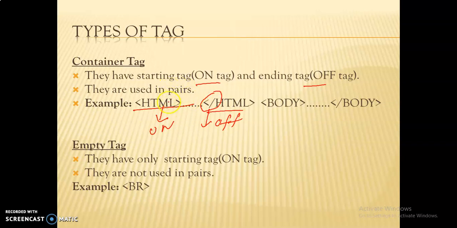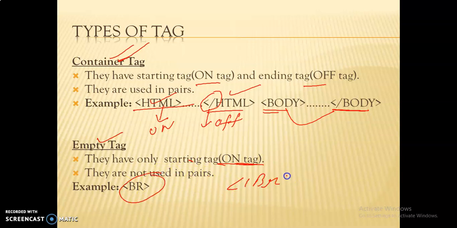The tags that use both an on tag and an off tag are known as container tags. Like the body, we open the body and we also close the body. It means the body tag is a container tag. Whatever tags we don't close come under the category of empty tags. They have only a starting tag, meaning only an on tag. Like the BR tag. The BR tag is never closed, so the BR tag is an empty tag.